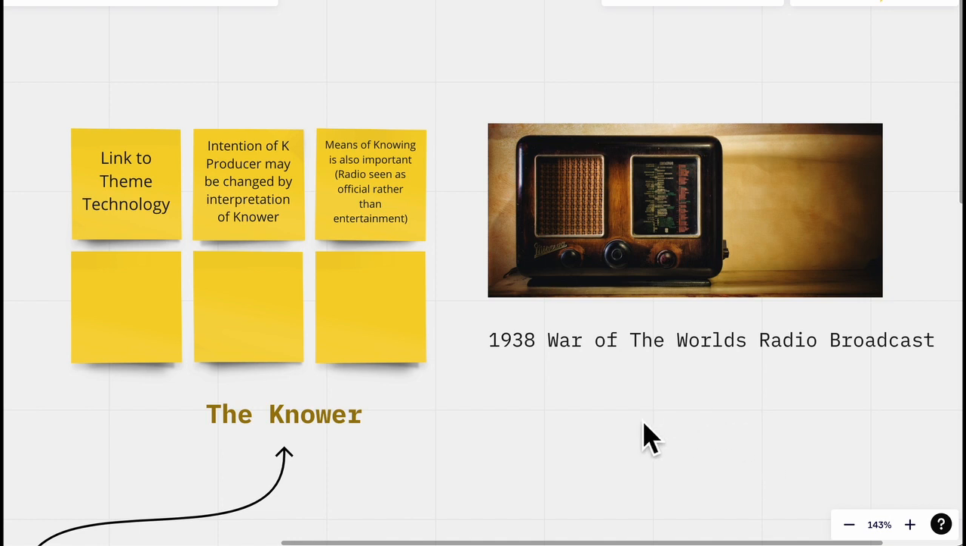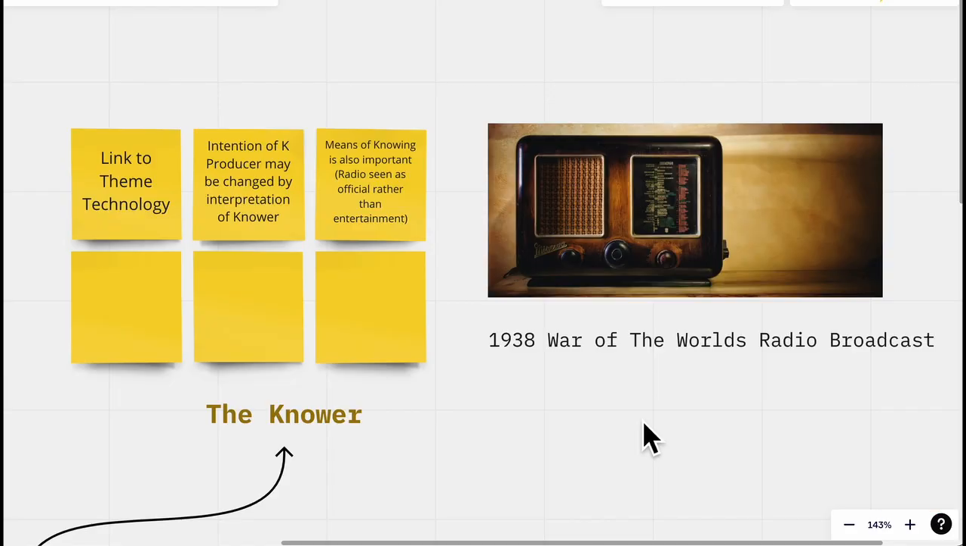But people took this as being a real news broadcast. They thought aliens actually were invading, and some people started to panic and run out of their houses and try to leave their town or their city, ring the emergency services, ring the police to get help. People thought that there was a real alien invasion.